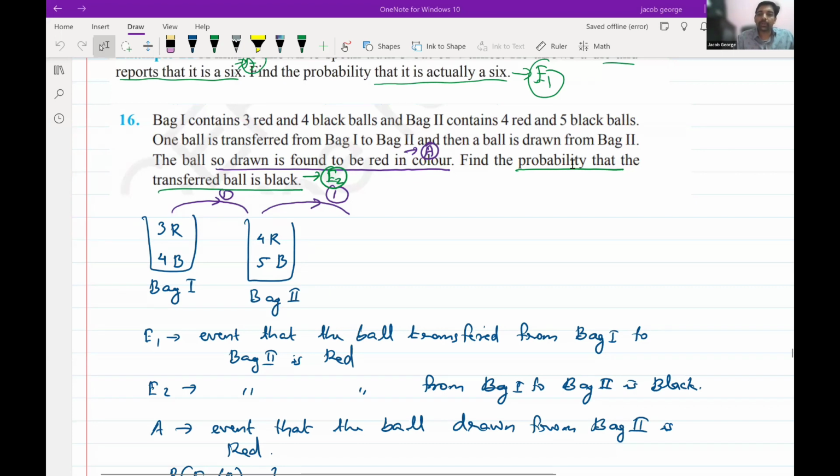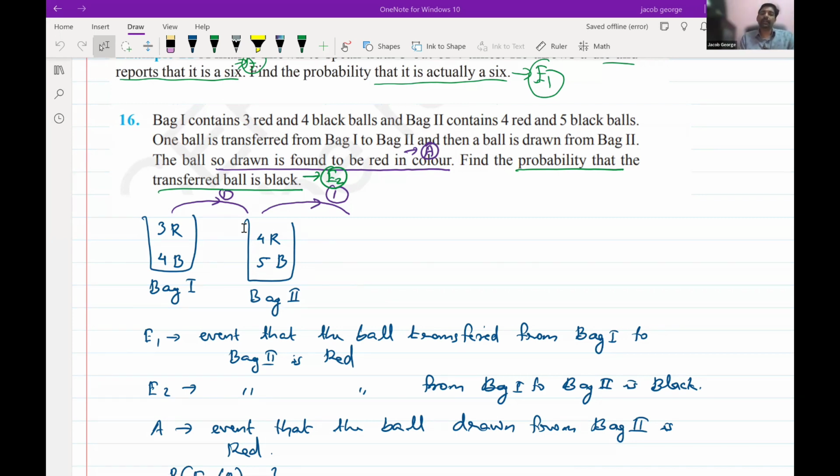Then a ball is drawn from bag 2. After that, a ball is drawn from bag 2. So this is the given event. The ball so drawn from bag 2 is found to be red in color. Let capital A be the event that the ball drawn from bag 2 is red. Find the probability that the transferred ball is black. So that we take as E2. E2 is that the ball transferred from bag 1 to bag 2 is black.